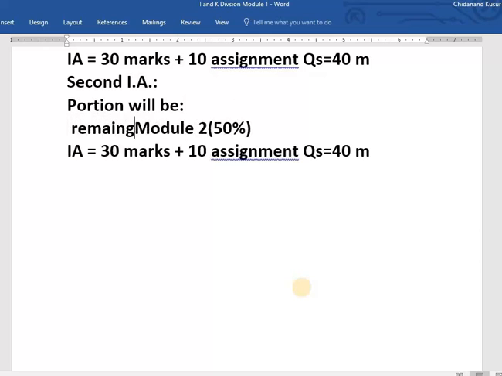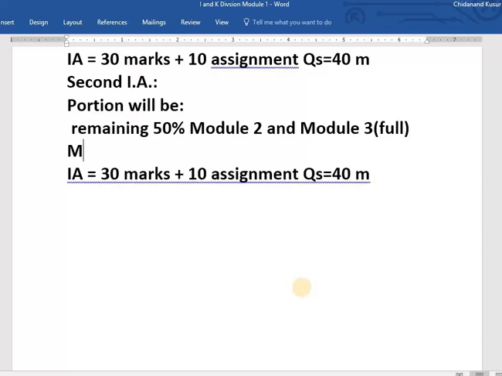Remaining 50%, remaining 50% of module 2 and module 3 full. If time permits, we may start module 4 also, 50 or 20%.